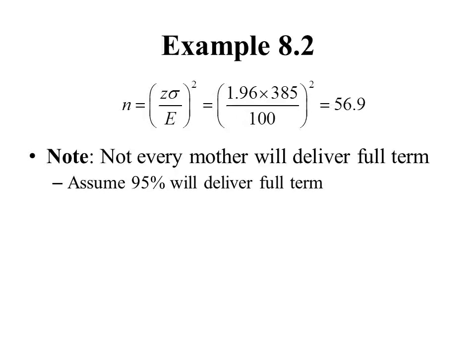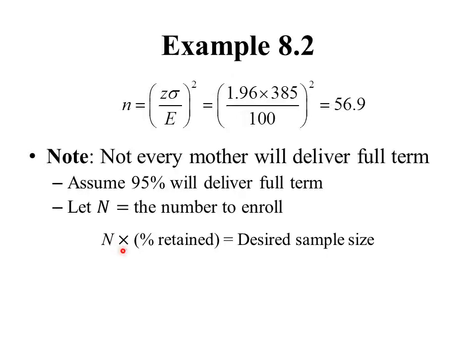So let's assume that 95% will deliver full term. Now this 95% number has nothing to do with our 95% confidence level. It's just an assumption that we're making about full-term births. We're assuming that 95% will deliver full term. So let's take that into account. Let the number n denote the number that we're actually going to enroll in the study. And so n times the percent retained, or the percent that are going to deliver full term, equals the desired sample size. So this simple formula takes into account the attrition rate and the actual desired sample size that we just calculated up here.